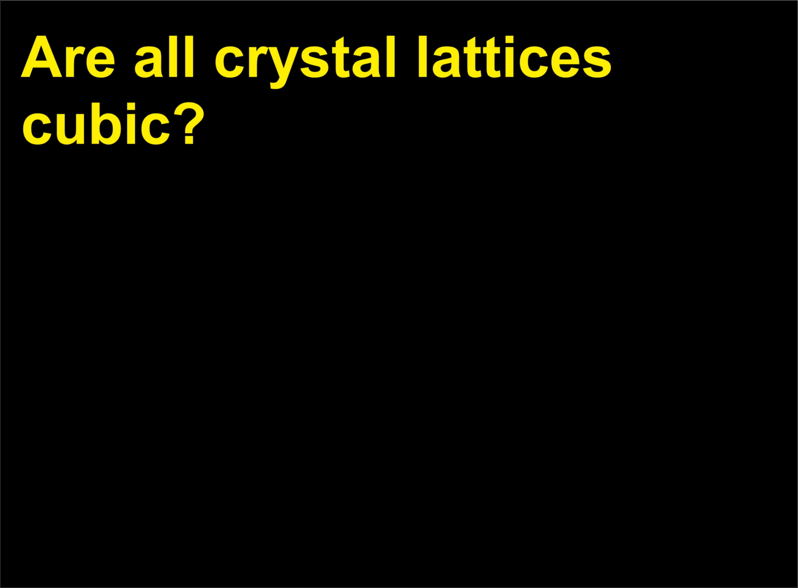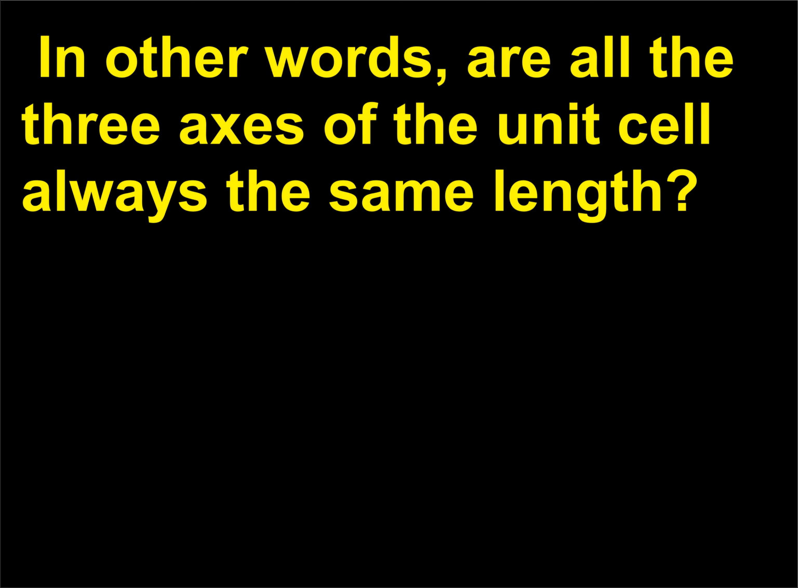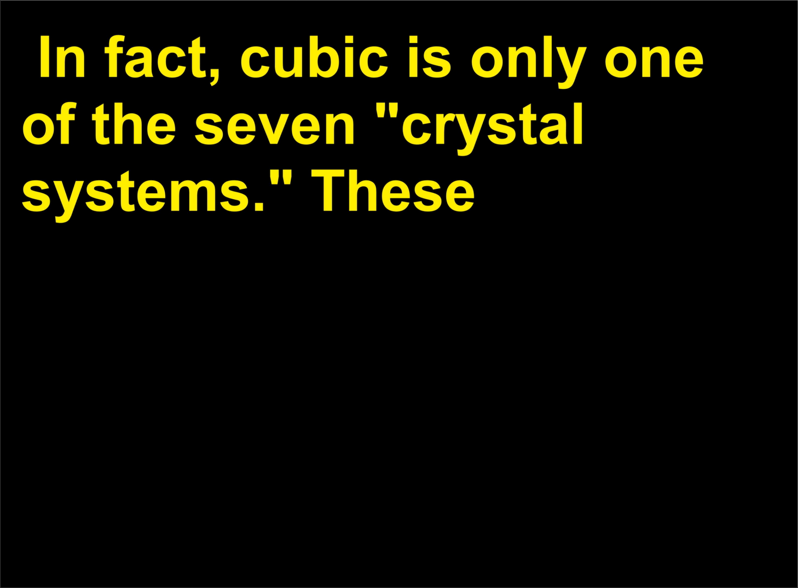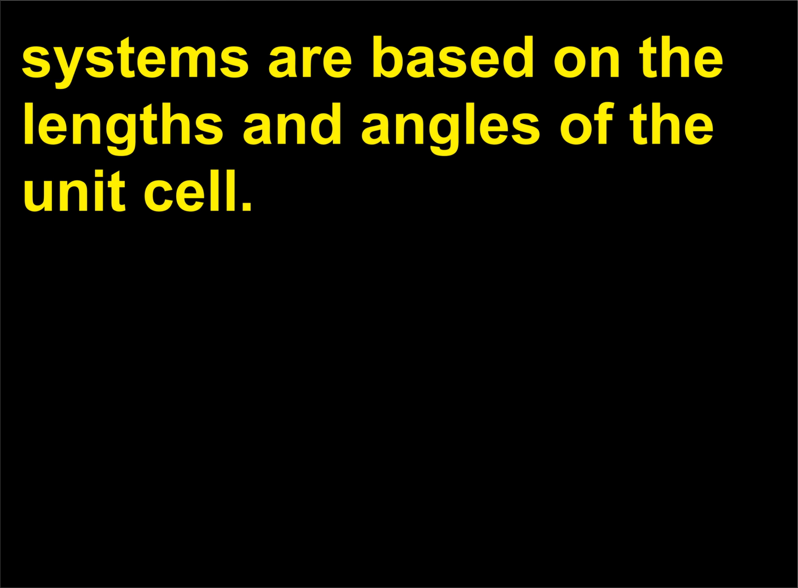Are all crystal lattices cubic? In other words, are all the three axes of the unit cell always the same length? No. In fact, cubic is only one of the seven crystal systems. These systems are based on the lengths and angles of the unit cell.